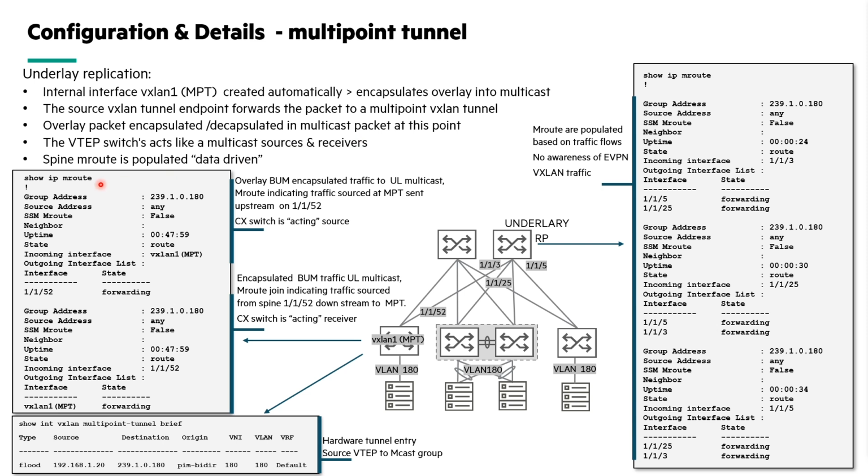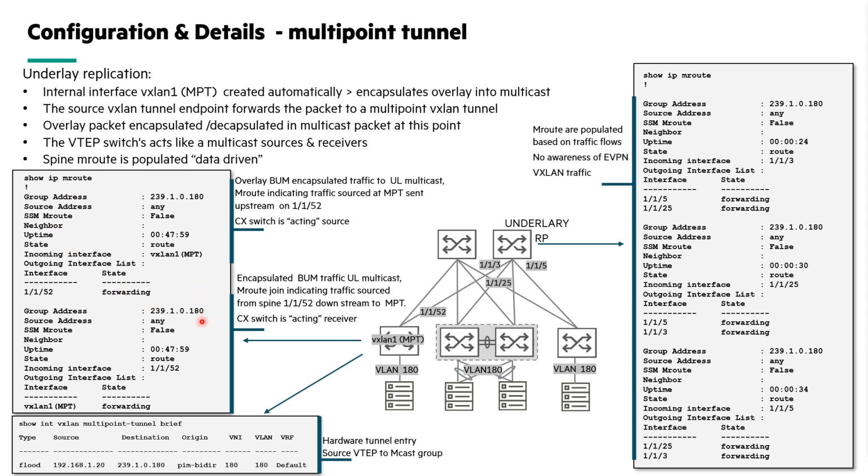So if we look at this show ip mroute and look at it in a bit more detail, we can understand it a bit better. So first of all, we've joined this auto group 239.1.0.180, and we see that our incoming interface is our VXLAN 1 multipoint tunnel. And we're also forwarding on uplink 1/1/52. So this is effectively the switch acting as a source side.